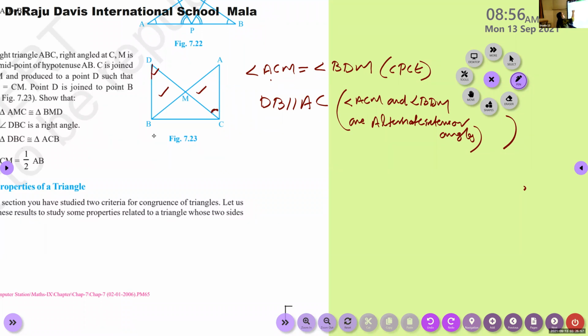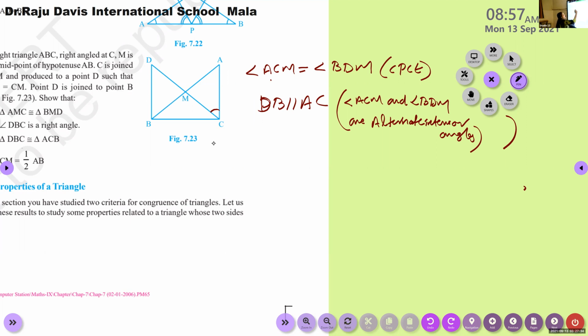And we know DB and AC are two lines and CD is a transversal. So this forms alternate interior angles, and we got alternate interior angles are equal, which means what? If alternate interior angles are equal, using the converse, we can say DB parallel to AC. These are alternate interior angles and they are equal, so DB is parallel to AC.